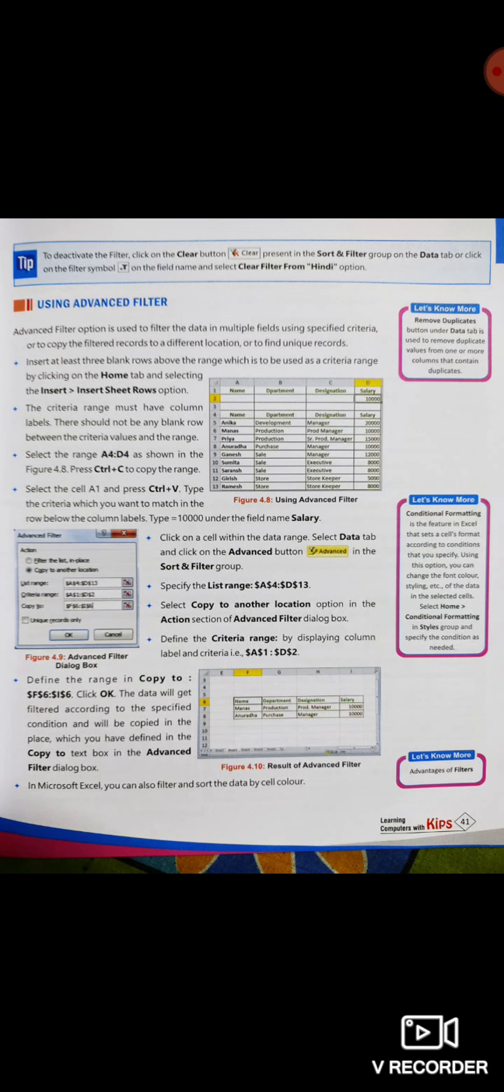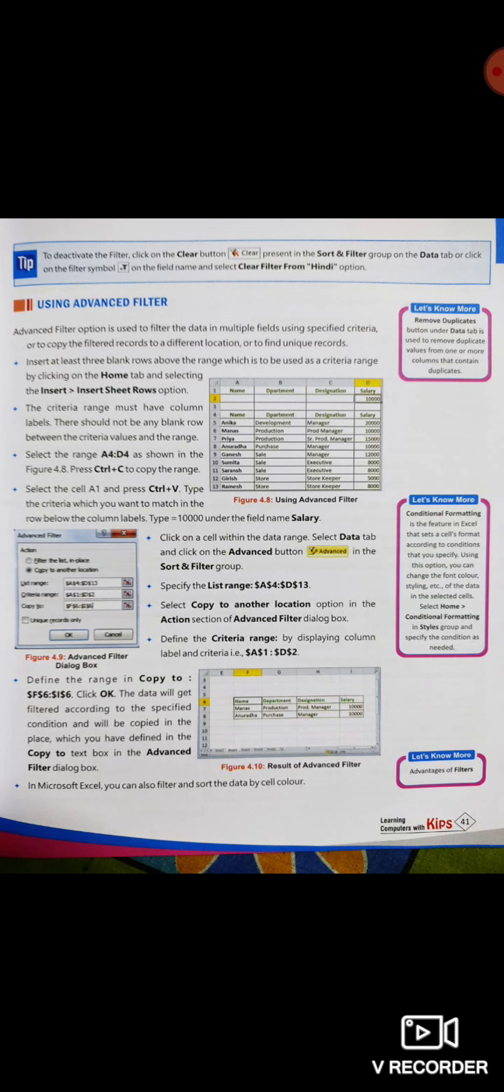Now, using Advanced Filter. What is Advanced Filter and why is it used? The Advanced Filter option is used to filter the data in multiple fields using specified criteria. In normal filtering we are filtering data only in one field. Using the Advanced Filter we can filter data in multiple fields. So how can we do that?